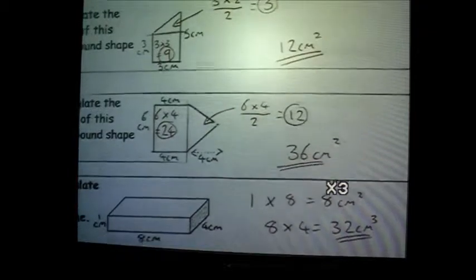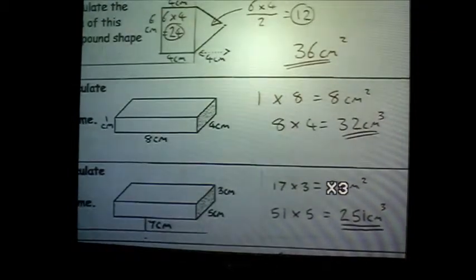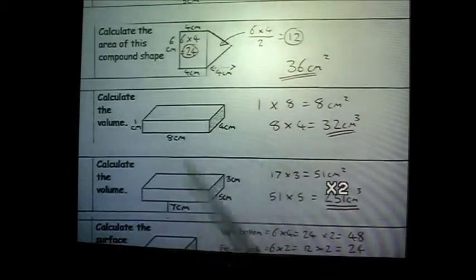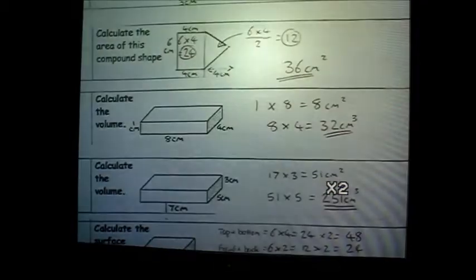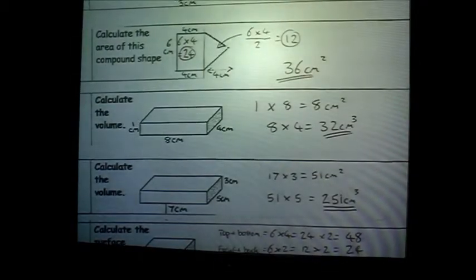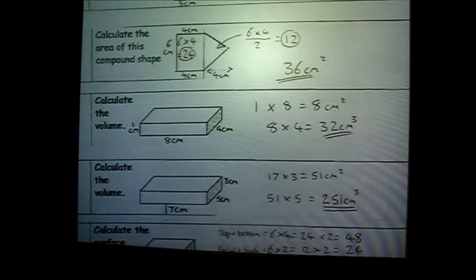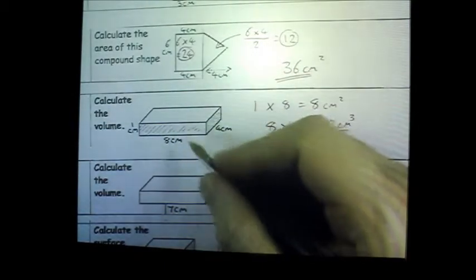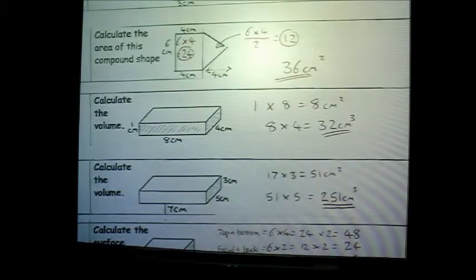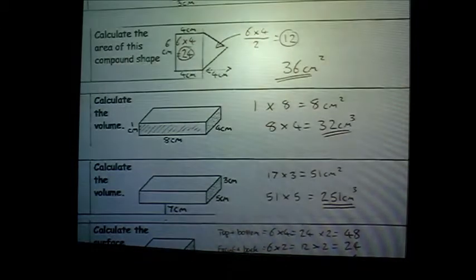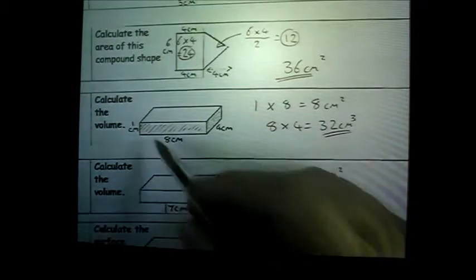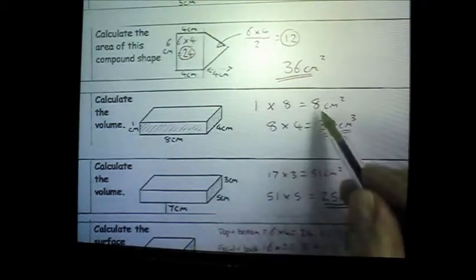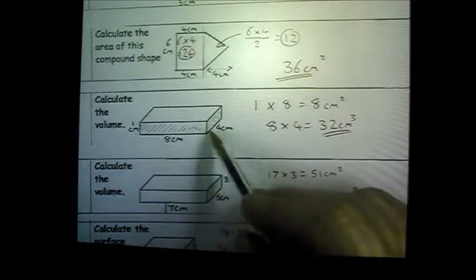Next one, calculate the volume of this cuboid. Let me zoom out a little bit so you can just see the question. There we go. Volume is what goes inside it. So it's like how many little square blocks could you fit in it. The way I do it, and the way I encourage my students to do it, is to work out the area of the cross section. This is the cross section I'm shading in, and that's the cross section because it's the same all the way through. Funny enough, with a cuboid, you could go from either direction, but we're going from this one. So the area of that bit is 1 times 8, which is 8 centimetres squared because it's area. Then you times that by the depth, which is 32 centimetres cubed.